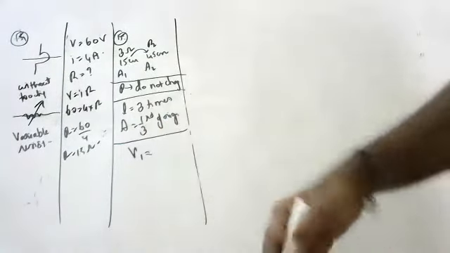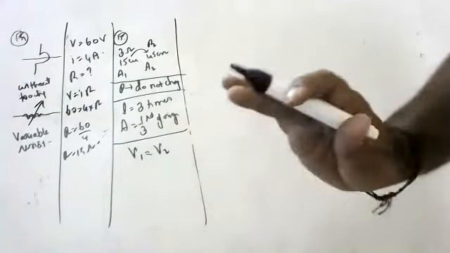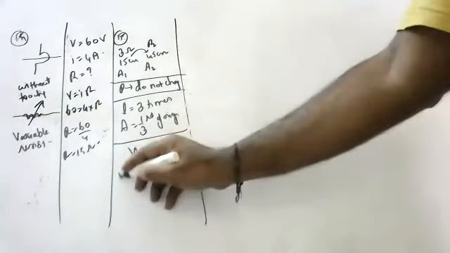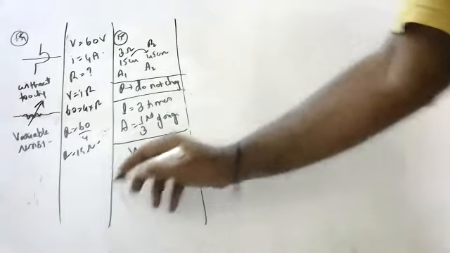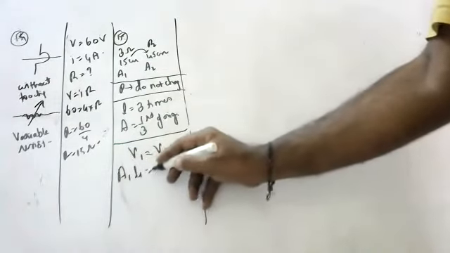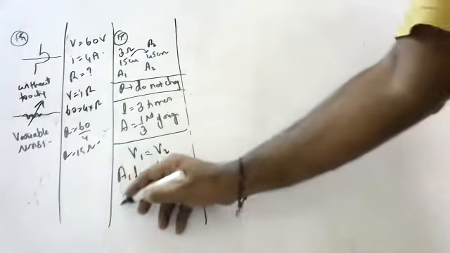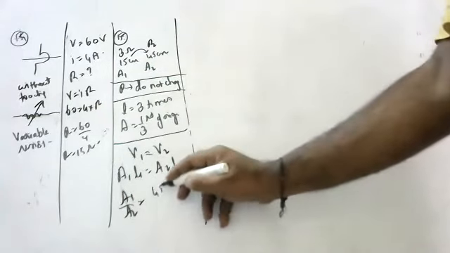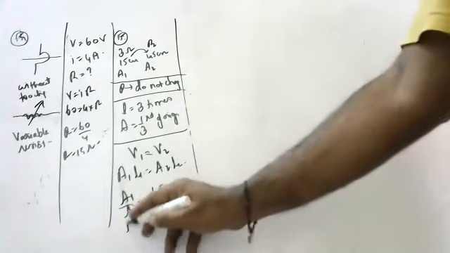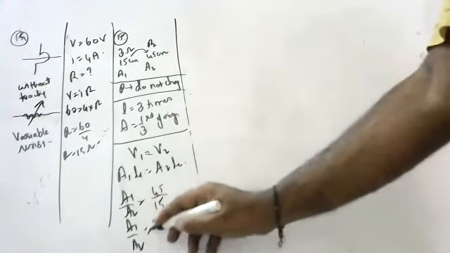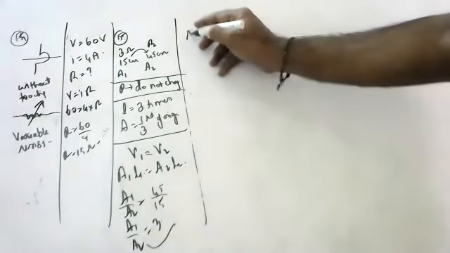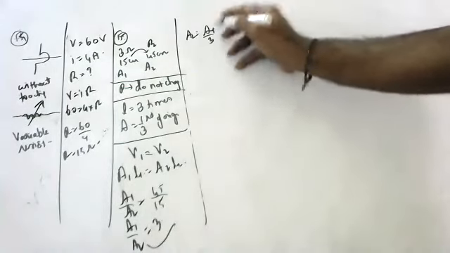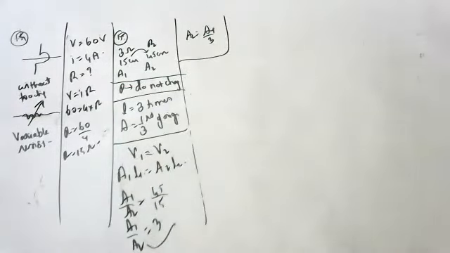The first volume and second volume of the wire are the same. Volume of a cylinder is, actually, children, A1 L1 is equal to A2 L2. A1 by A2 is equal to L2 by L1, which is 45 by 15. So A1 by A2 is equal to 3. So A2 is becoming how much, children? A1 by 3. In terms of radius you have to take pi r square h, but he asked in terms of area, so I did it in terms of area.